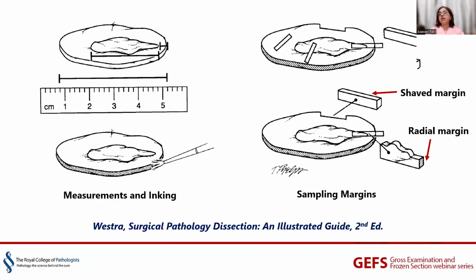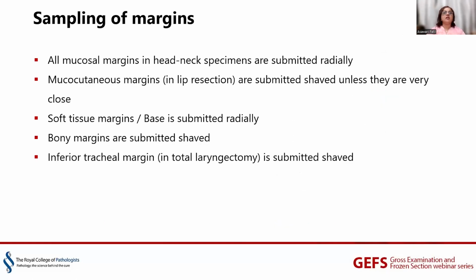Here we have to completely rely on gross documentation of the margin. So clearly, whenever we are looking at any case and the margins are close, if possible, we try to submit radial margins to make sure that we can document the exact distance of the tumor from the cut margin. So I hope you have understood the concept of radial and shaved margins.